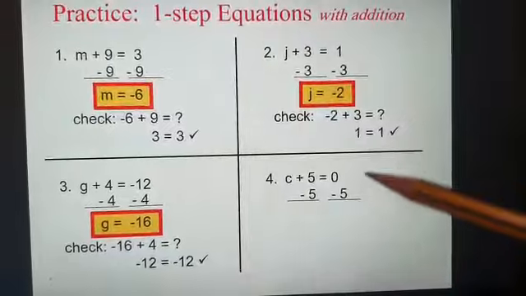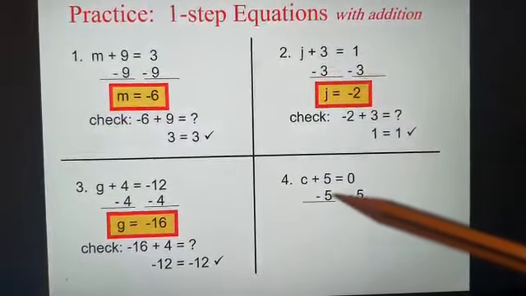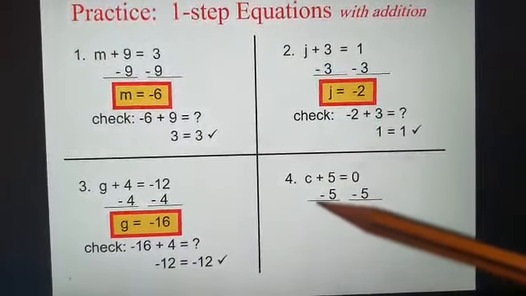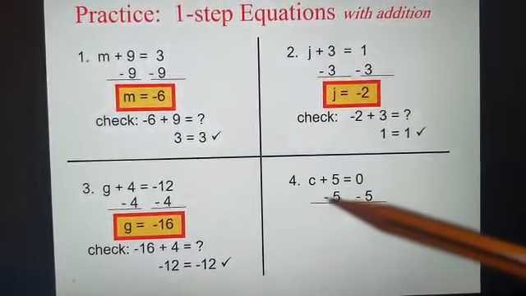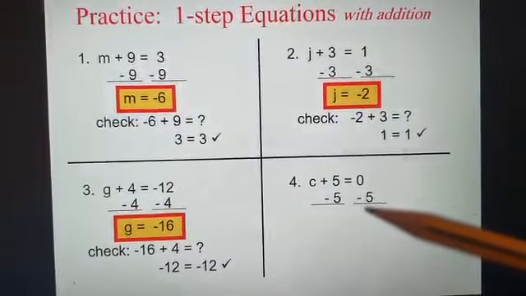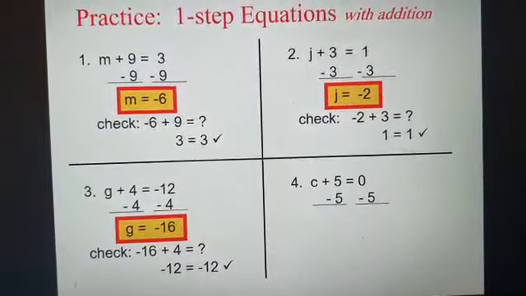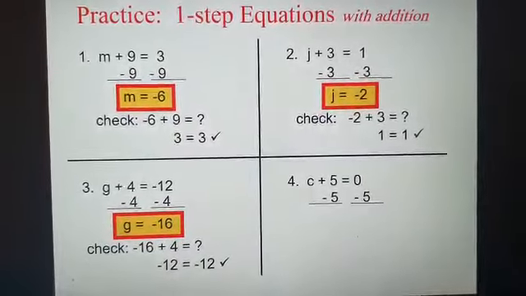Next question. This is an addition equation, so we will use the subtraction property. I'll subtract 5 from both sides. Remember, if you subtract any amount from the left hand side, you have to subtract the same amount from the right hand side. So 5 minus 5 equals 0. c equals 0 minus 5, which equals negative 5.